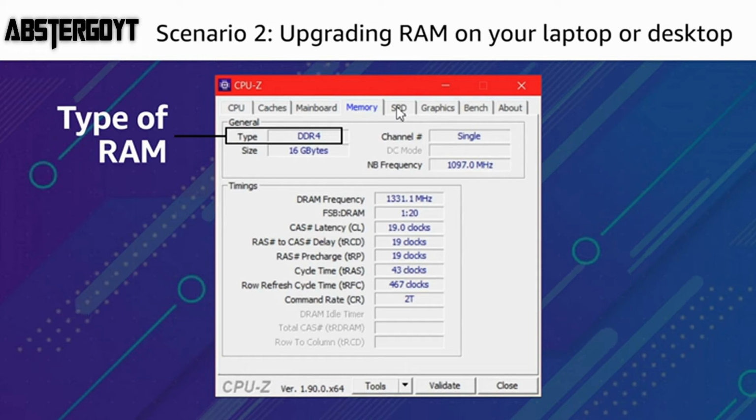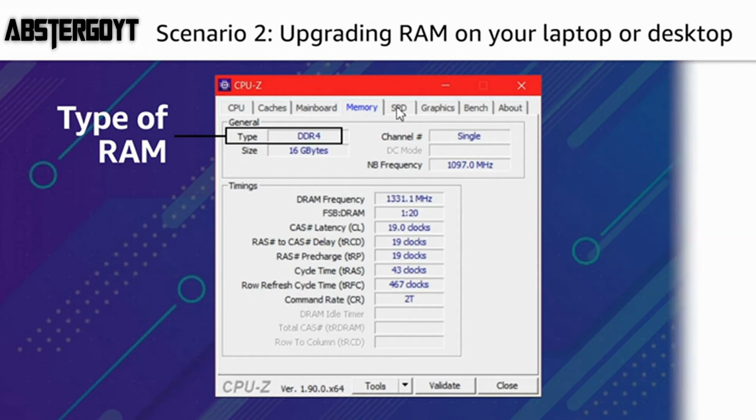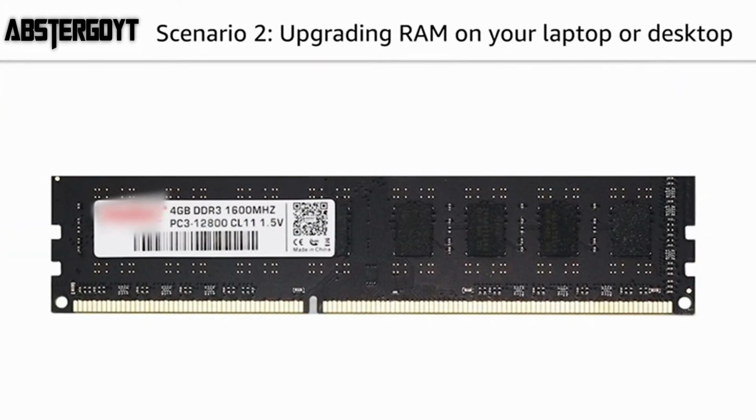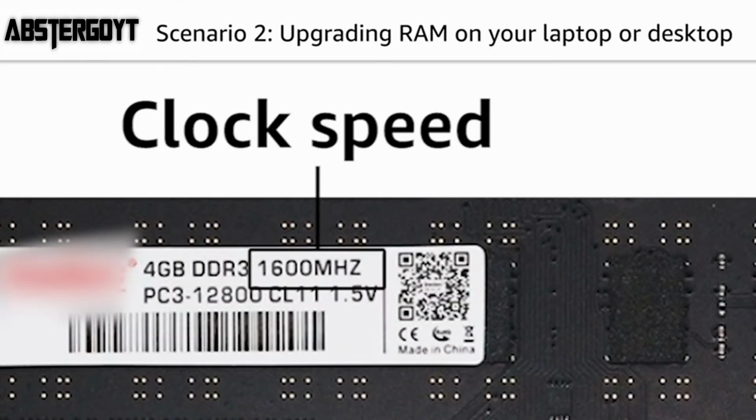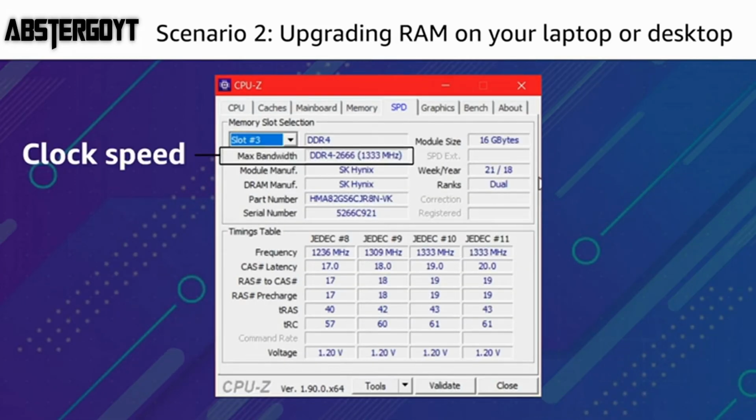Once you've determined what type or generation of RAM you need, the other important spec to keep in mind is the clock speed. Clock speed of a RAM is usually denoted in megahertz. When getting new RAM or adding more RAM to a desktop or laptop, make sure that the clock speed matches what's already in your system. This ensures maximum compatibility. For ascertaining the clock speed too, you can use CPU-Z. Go to the SPD tab, where the current RAM's clock speed would be listed.